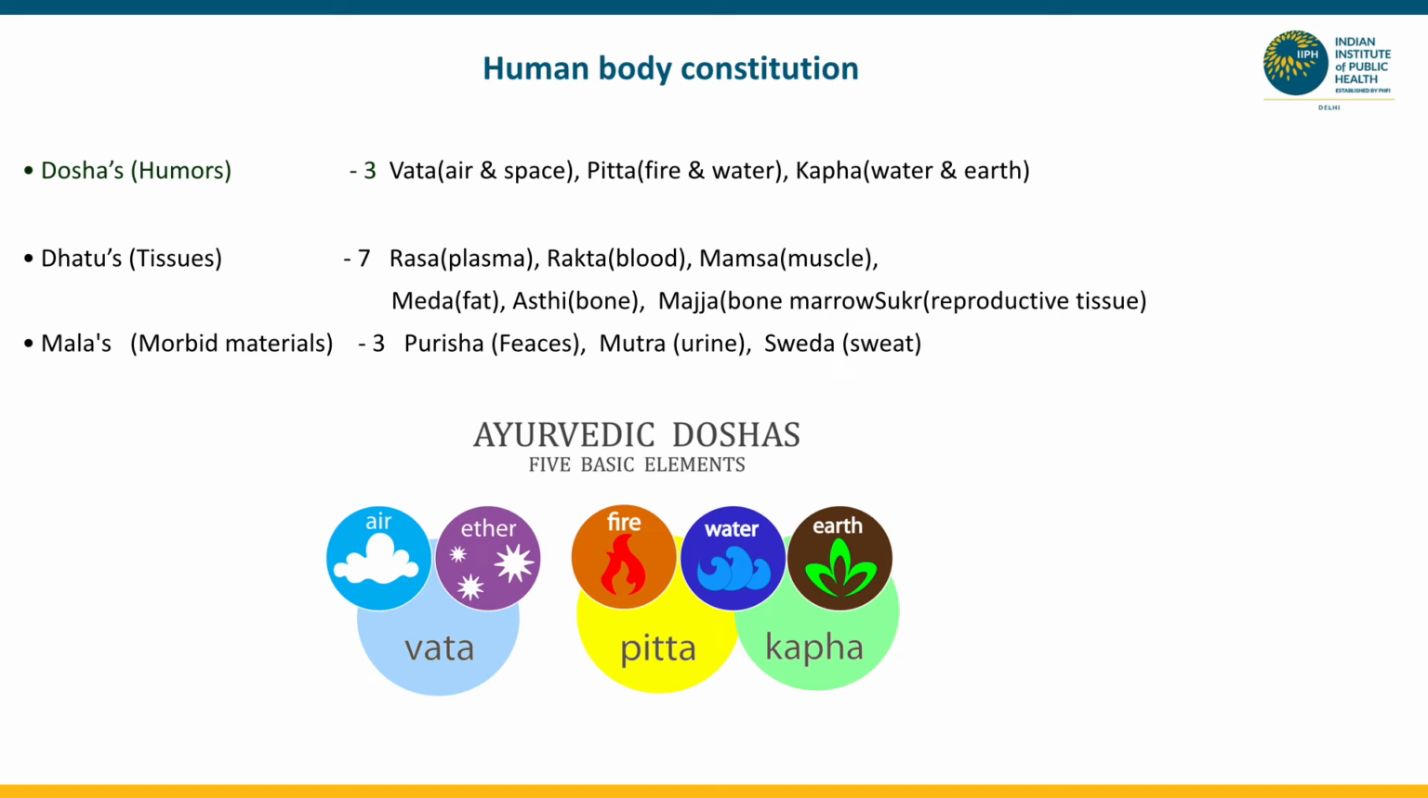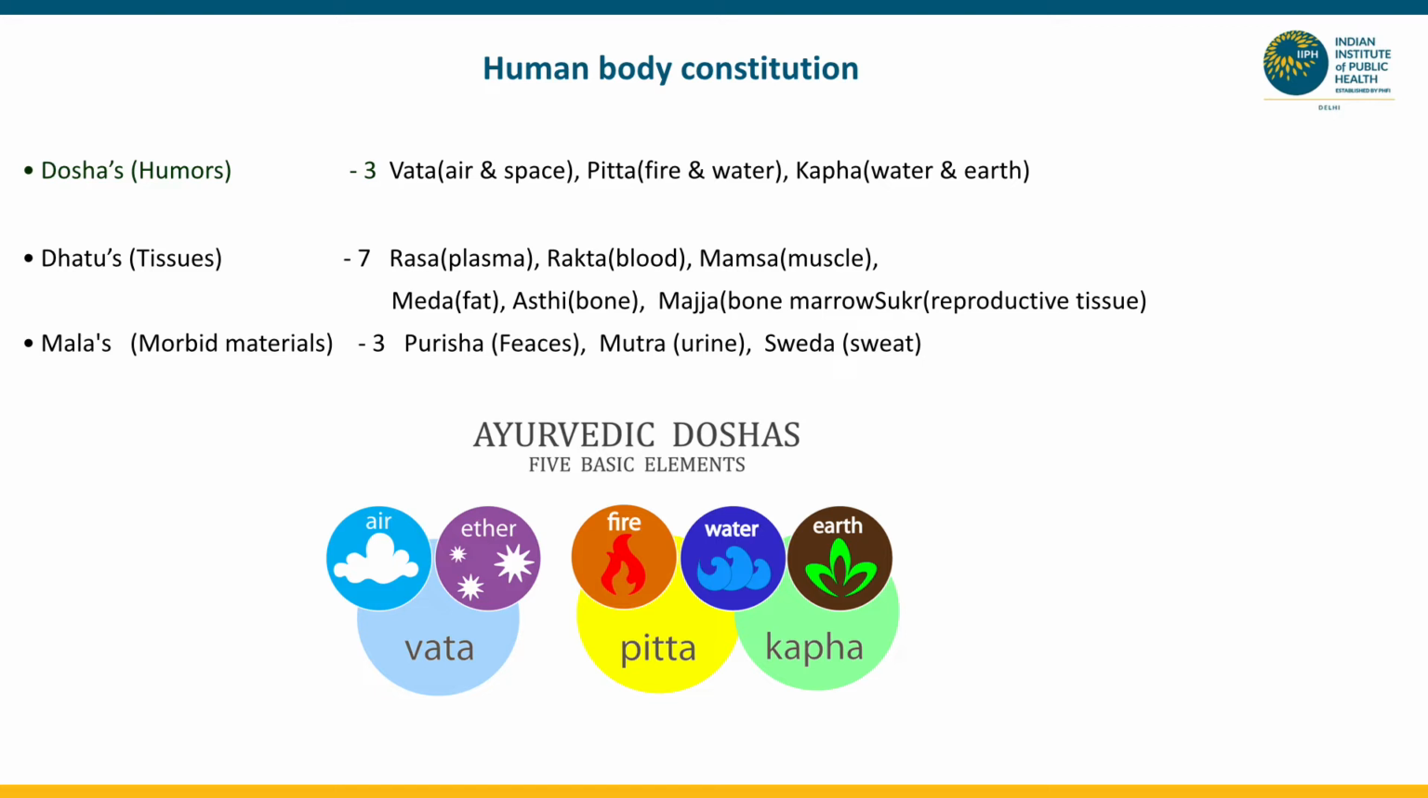Now let's see how Ayurveda works, or what the basic principles behind diagnosis and treatment in Ayurveda are. We believe that the human body constitutes three basic things: humors, tissues, and morbid materials. The three humors or doshas are Vata, Pitta, and Kapha. As we know, everything in this universe is made up of five elements, and so are these humors. Vata has air and space elements, Pitta has fire and water elements, and Kapha has water and earth elements.